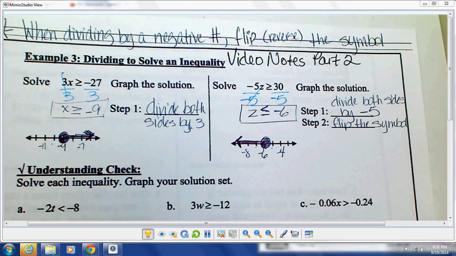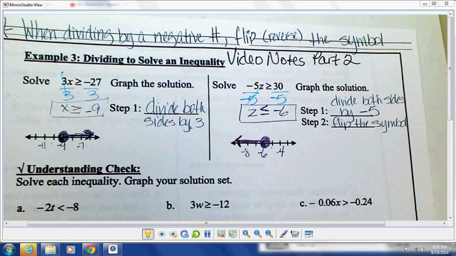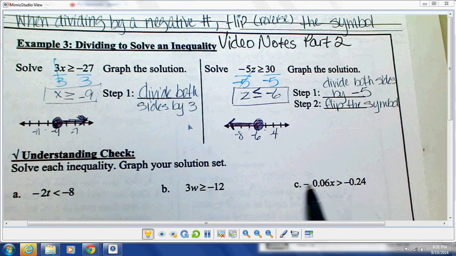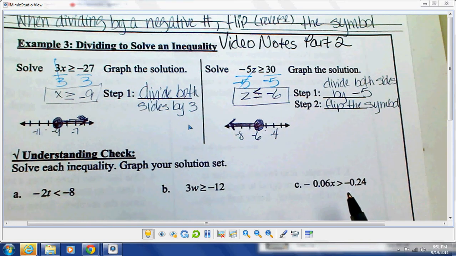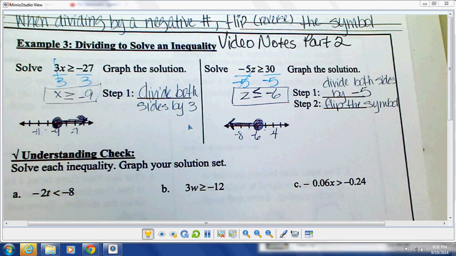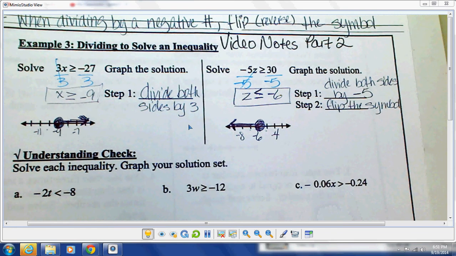All right, got your understanding check? Do these 3 problems. We'll check in class. Don't forget, in this problem with the decimal, you have to make sure your divisor is a whole number before you divide. Keep that in mind. You're probably going to need a separate sheet of paper to show your work for this problem.